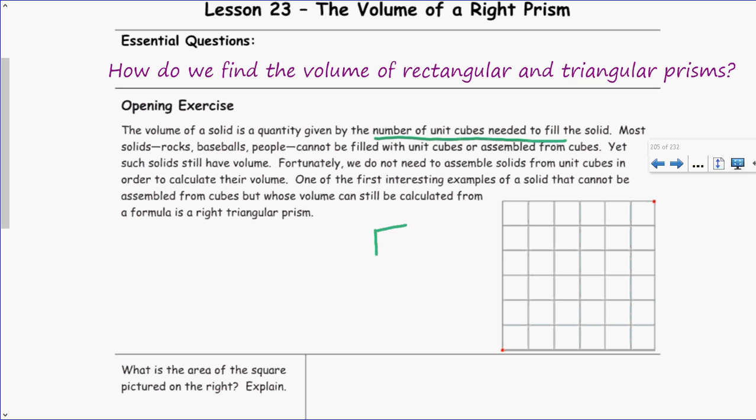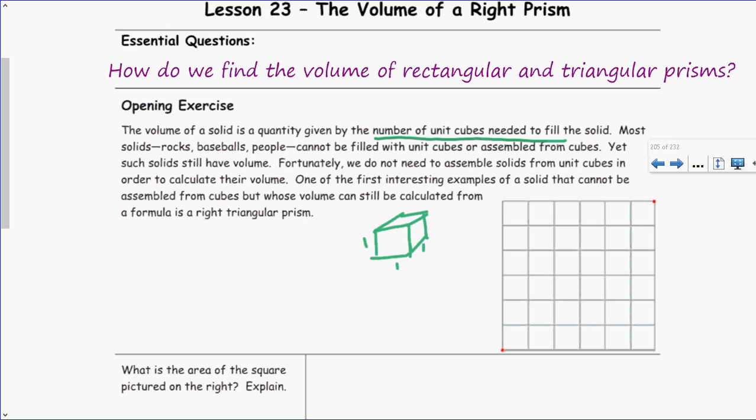So if we're talking about cubic inches, you have to kind of imagine little 1-inch cubes. It's basically saying how many of these 1-inch cubes do we need to fill the solid. If we are talking about feet cubed or cubic feet, then you would have to imagine a cube with 1 foot on each side. So how many of those could fill the shape?